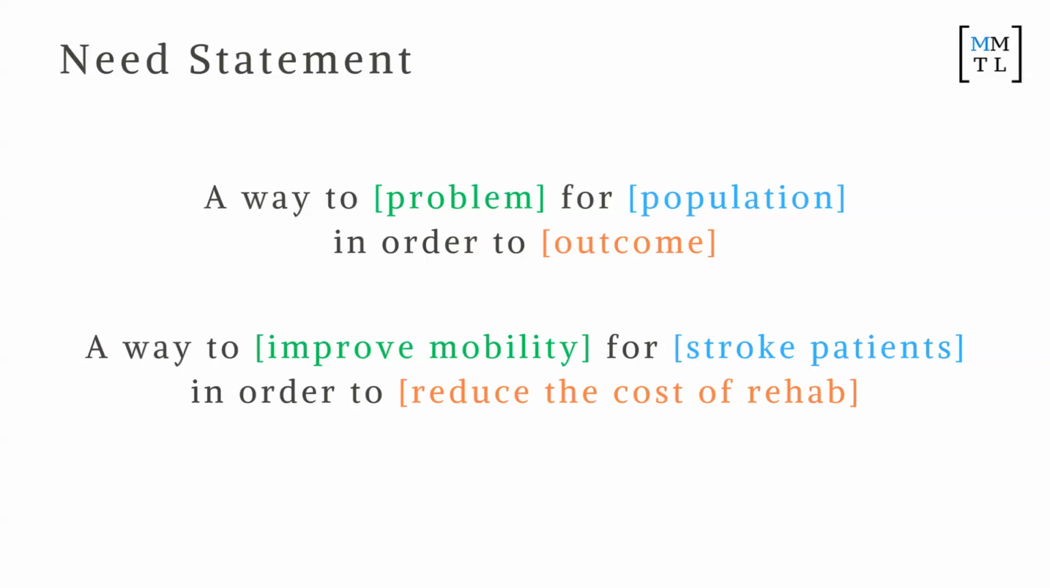All right, any thoughts on the problem, population, or outcome? Any suggestions? There's no right or wrong answers. Great. A way to increase allied health follow-up for recently discharged elderly patients to improve patient prognosis. Okay, that's a reasonable one. So can you say the problem again, population and outcome?